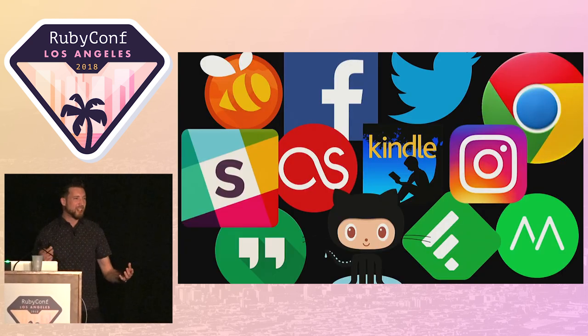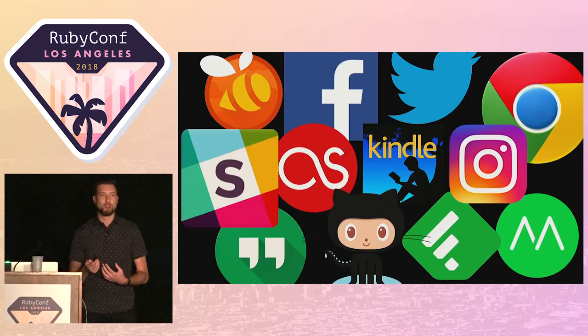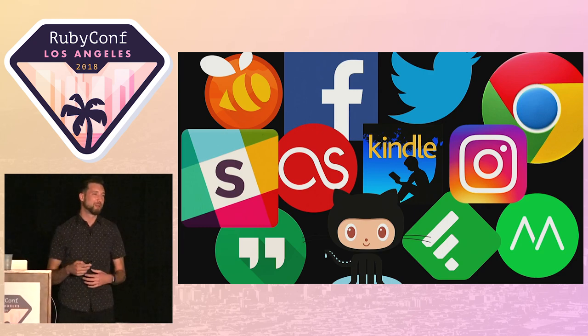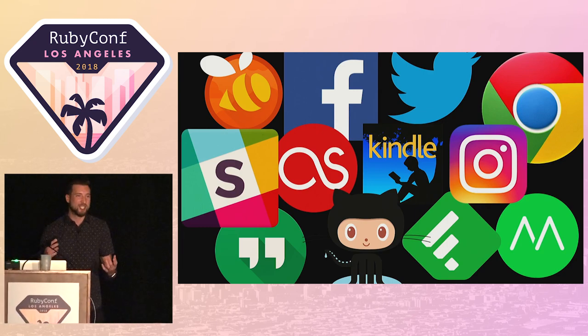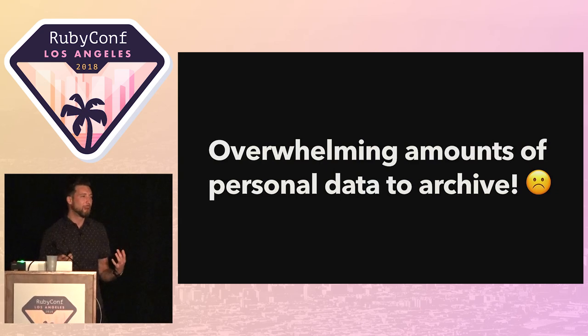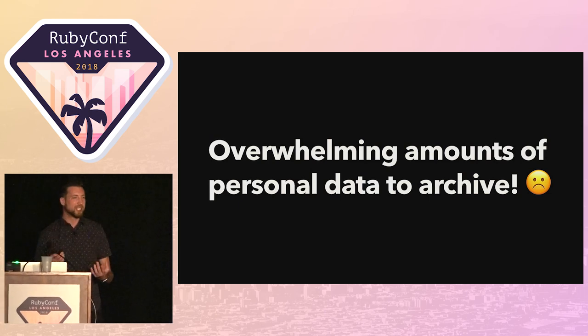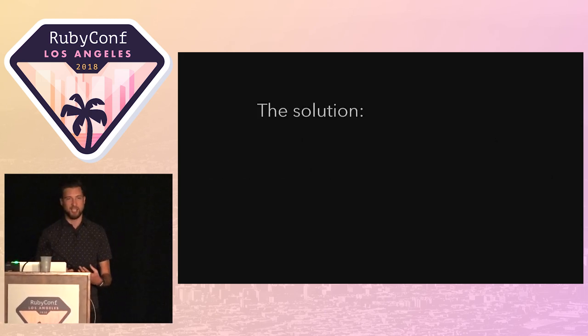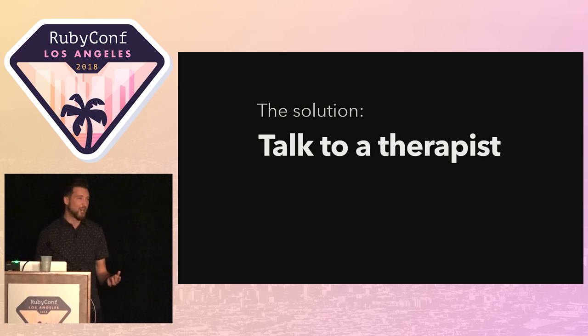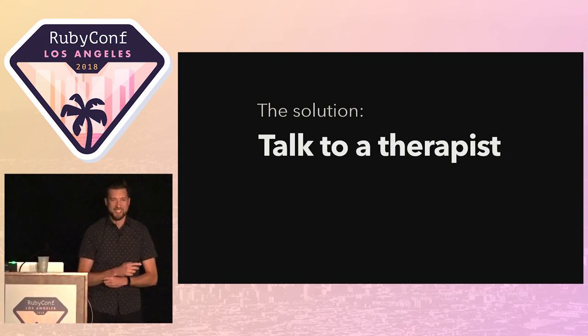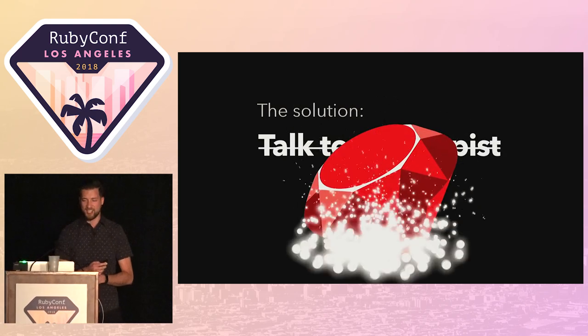In this new digital era, we have more information than ever before, and I'm being inundated with personal history. It's too much to archive. It's just an overwhelming problem for me. I'm generating more than ever, and it's harder and harder to track. A while ago, I was thinking about this. I think the most obvious solution would be maybe to talk to a therapist. This is not what I did. Instead, I used Ruby.